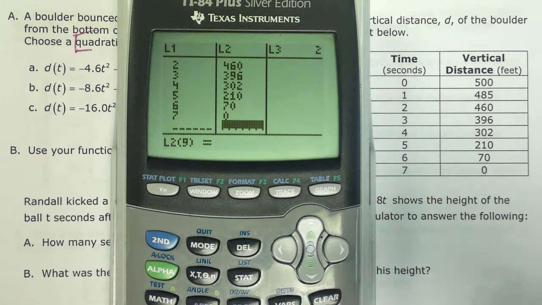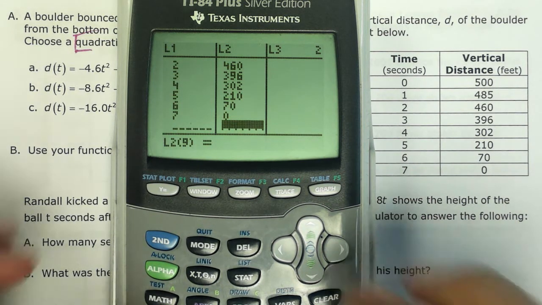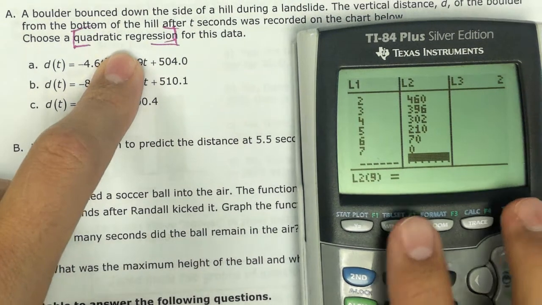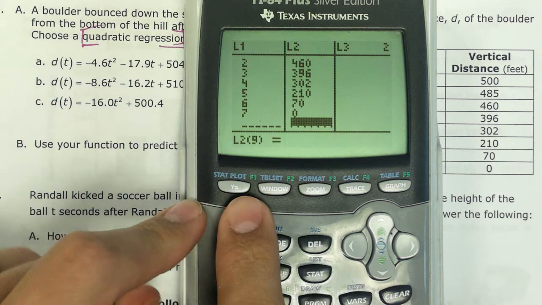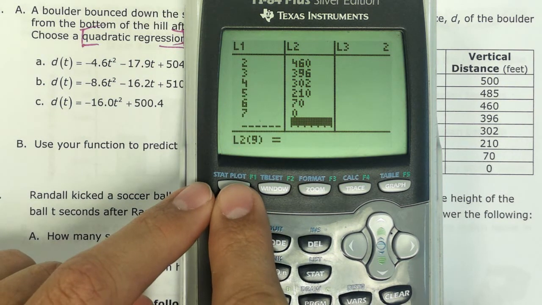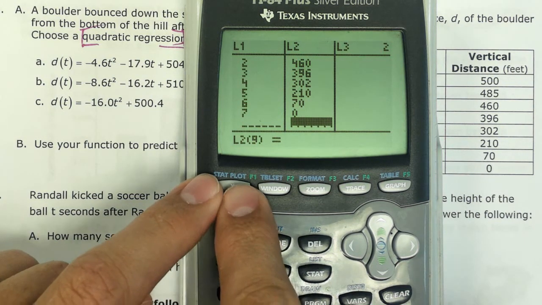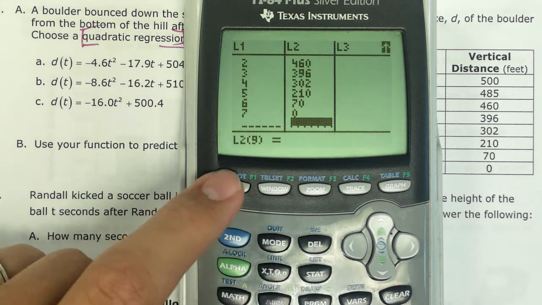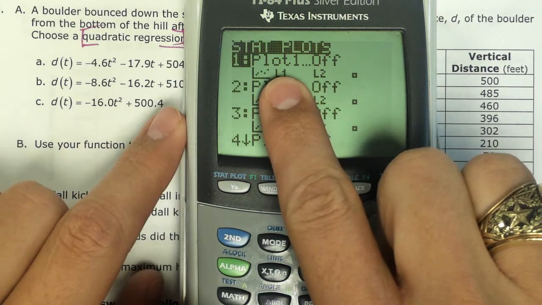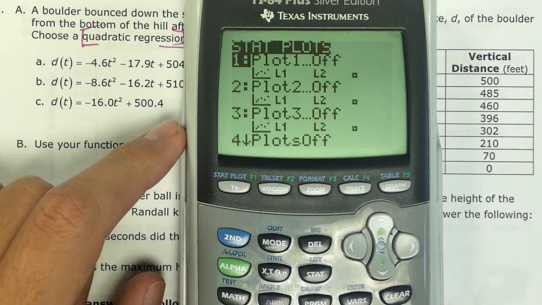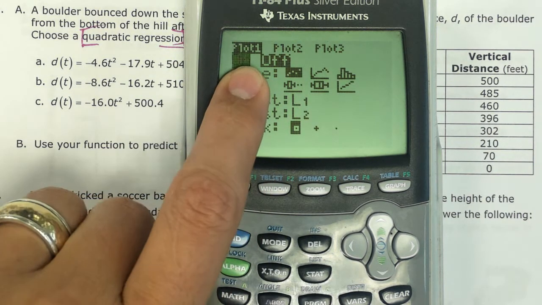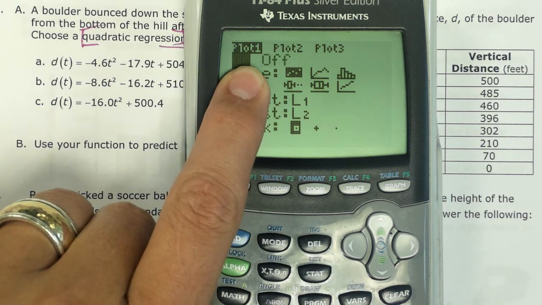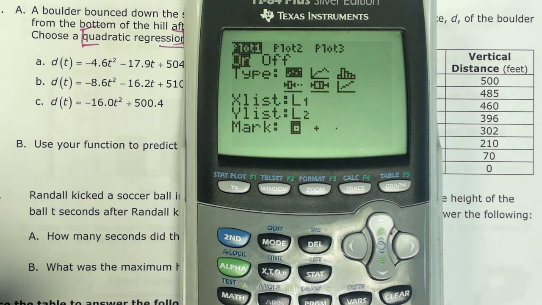Once I have done that, I want to go to my stat plot. I want to see what this looks like in the calculator. I want to make sure it actually does look like a quadratic. So let's go ahead and press the Y1 button, where it says stat plot. Because that's in blue, I want to press the blue key and then stat plot. And all I want to do is turn plot 1 on. So I go to plot 1, press enter, and the very first option says turn it on. So I'm going to go ahead and turn that on.